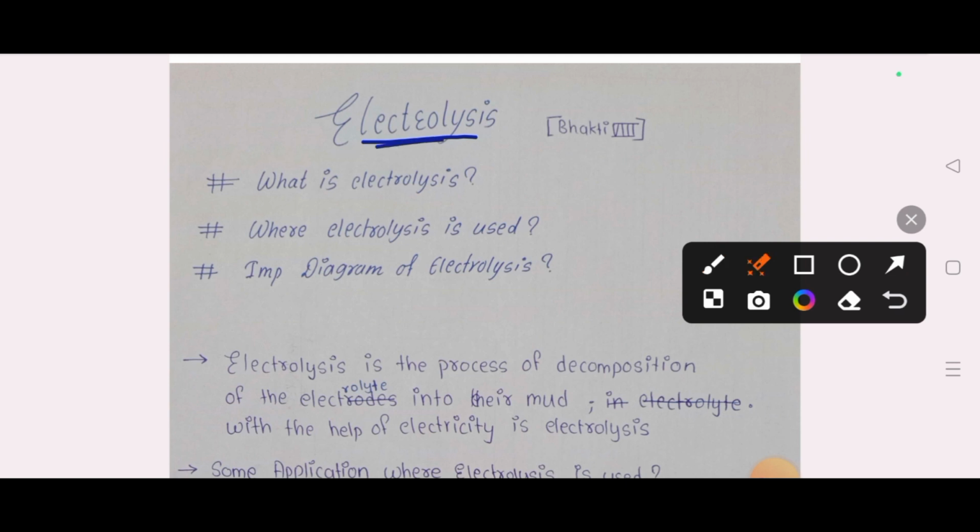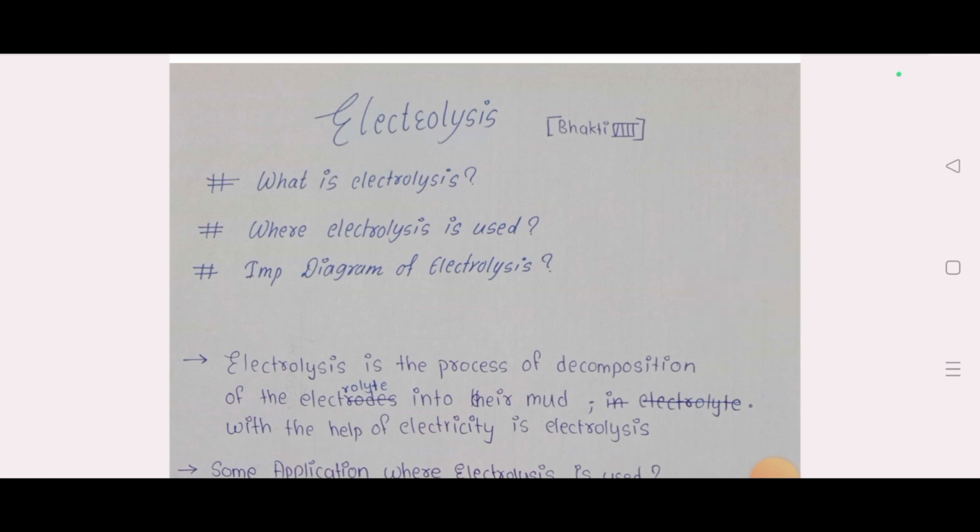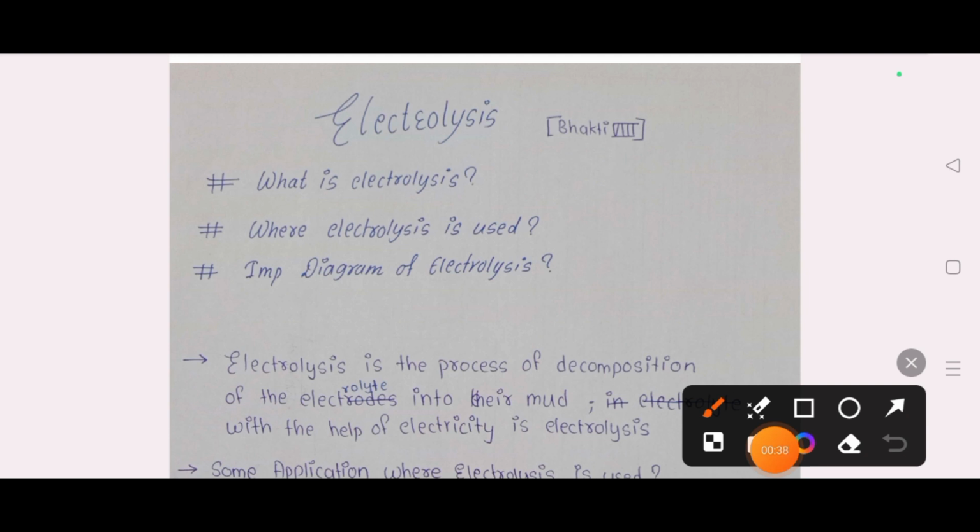So electrolysis. Now what is electrolysis? Electrolysis is nothing but a process of decomposition of electrolyte. Now what is electrolyte? We will learn each and everything about it. First of all, which questions are we going to answer about this chapter? First, what is electrolysis? Where electrolysis is used, and the important diagram for electrolysis which is always asked in the exam.